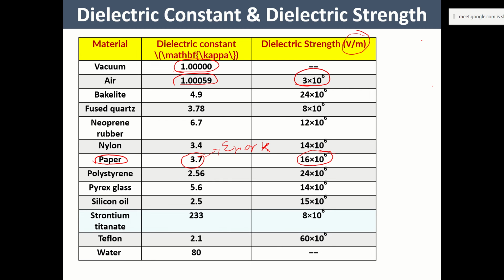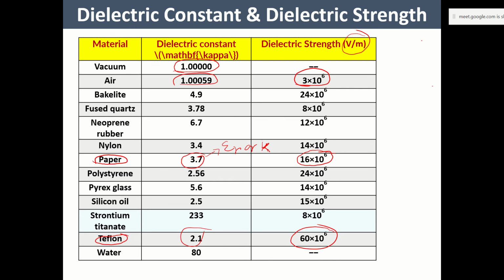So you can look at Teflon. The Teflon, it is very high. The value in this chart that you see, 60 into 10 to the power 6. So gradually you are improving the performance of your capacitor. You are able to store a large amount of charge. The capacity to store charges increases when we have something which can withstand a high electric field.